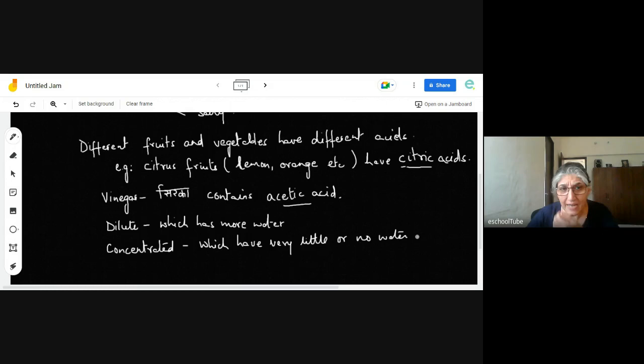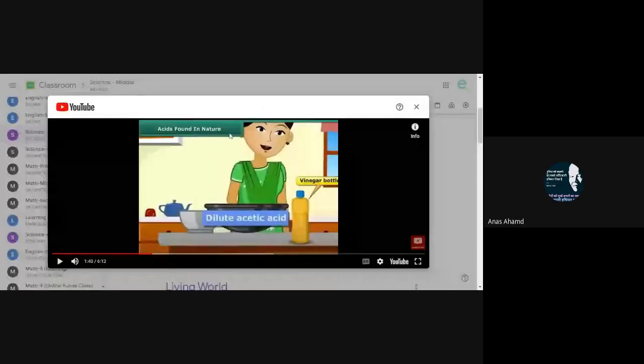So acids can be dilute acids or concentrated acids. Even citric acid could be dilute, acetic acid could be diluted, or it could be concentrated also. Okay?